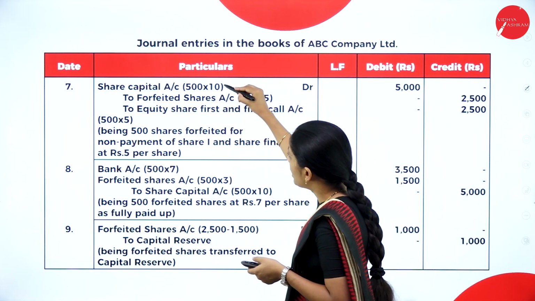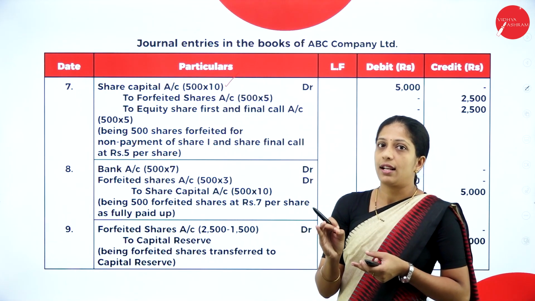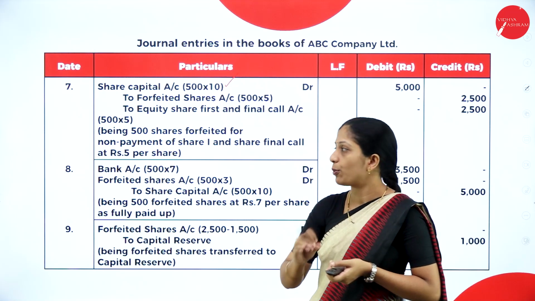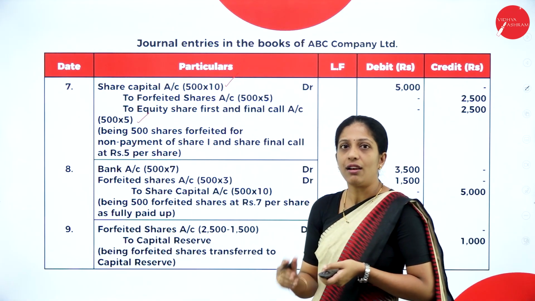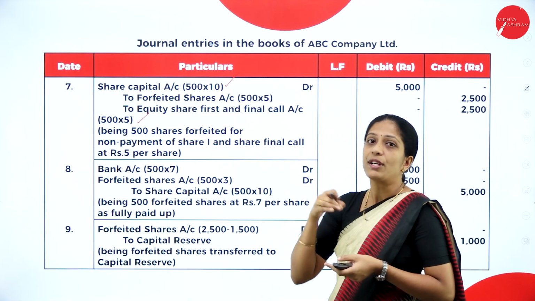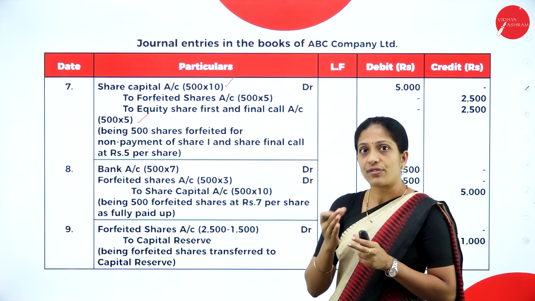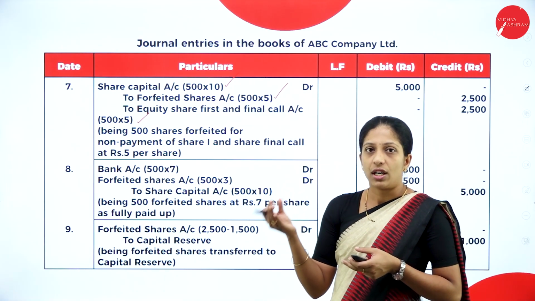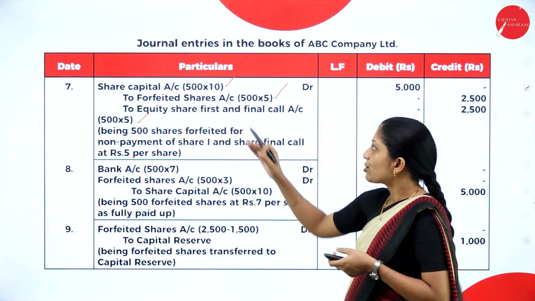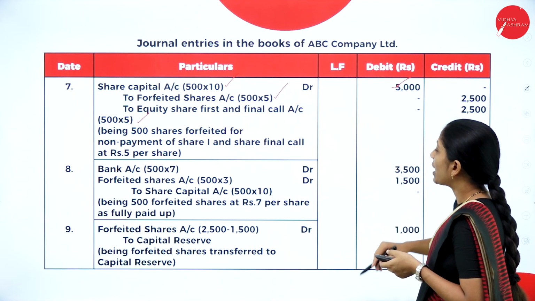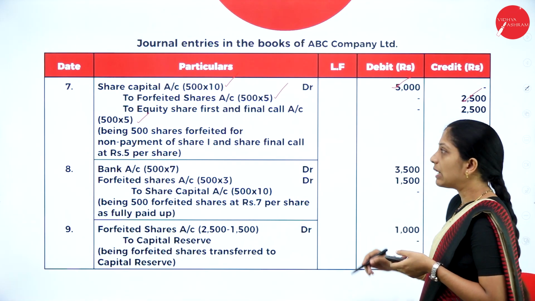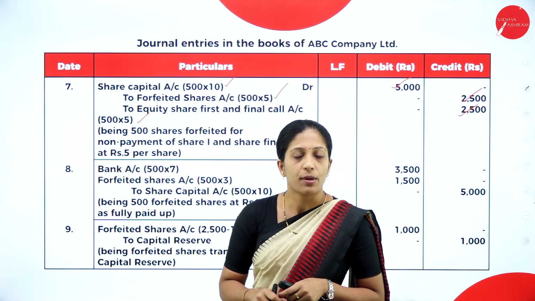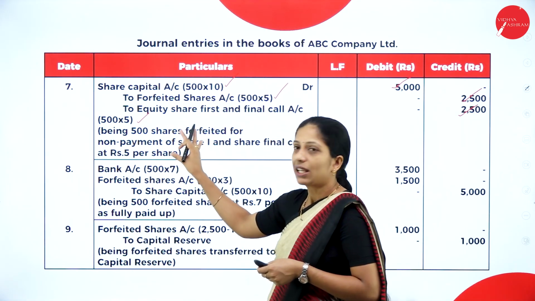So, 500 into 10 rupees, the full amount of the share, that is 10 rupees. Out of 10 rupees, how much did we not receive in the first and final call? 5 rupees. So, to equity share first and final call, 500 into 5. Then, how much have we received? Out of 10 rupees, 5 rupees we have not received, which means 5 rupees we have received on your application as well as allotment stage. So, it will be 500 into 10, 5,000, 500 into 5, 2,500, again 500 into 5, 2,500. Narration: being 500 shares forfeited for not paying first and final call money.